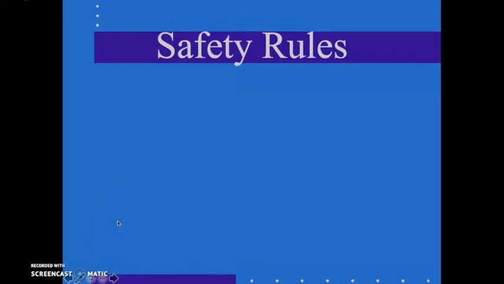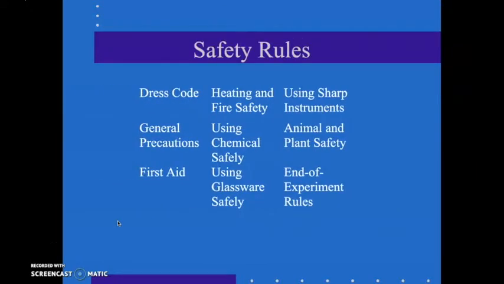So today we're going to be looking at safety rules, and I want to see what you know about safety rules. These are the categories: dress code, general precautions, first aid, heating and fire safety, using chemicals safely, using glassware safely, using sharp instruments, and animals and plant safety. End of an experiment. So the rules are: you can get a whiteboard, some markers. If you want to use some poster board, whatever you want to use, guys, write down as many items as you can for each category.